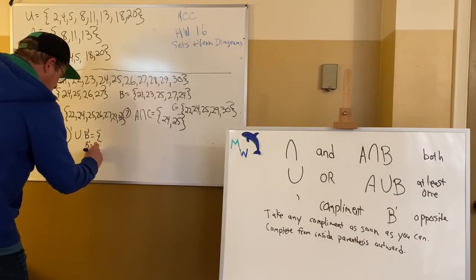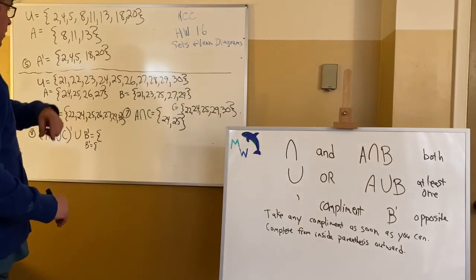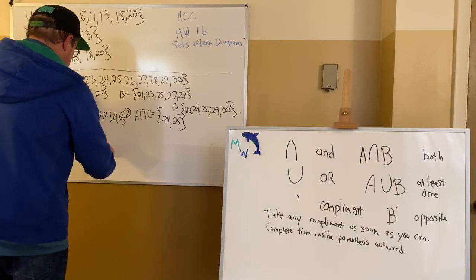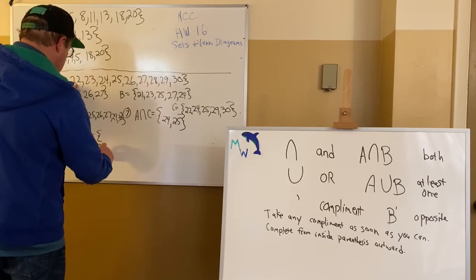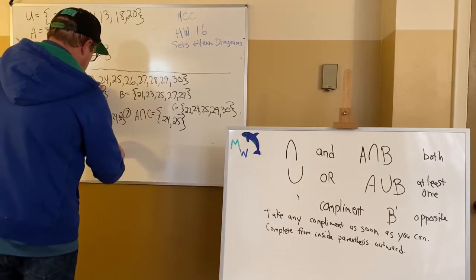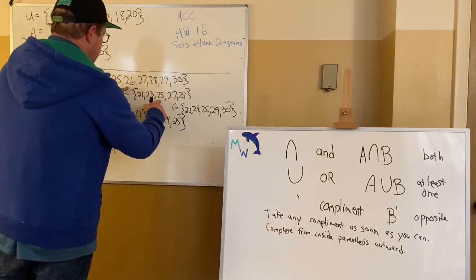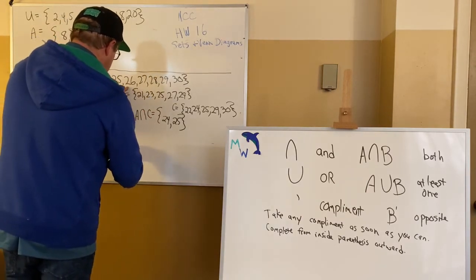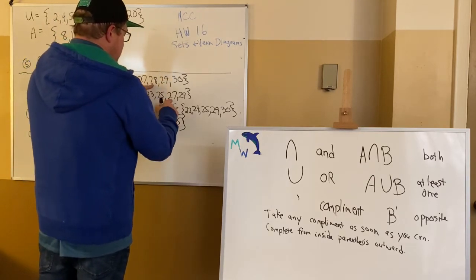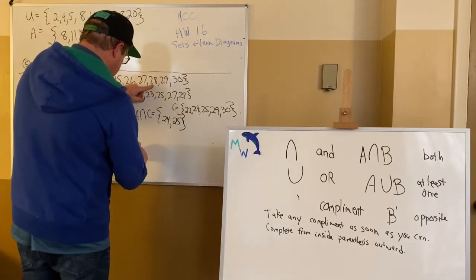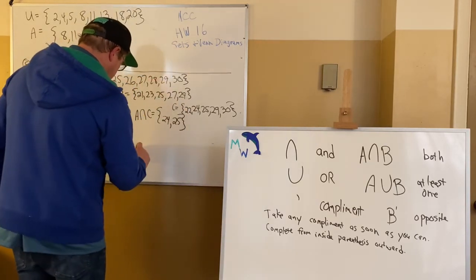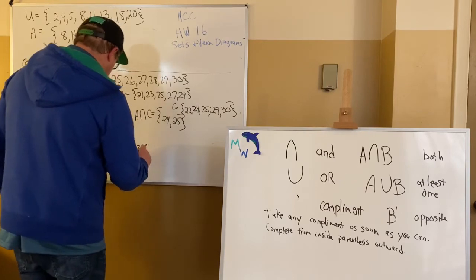So we go across the universe, and we look for stuff that's not in B. 21 is, 22 is not in B. So we're going to go ahead and get 22, not in B. 23 is in B, 24 is not in B. 25 is in B, so we don't get it. 26. B has 27. B does not have 28, so its complement will have 28. B has 29, but its complement will get 30. So we've got that over here.